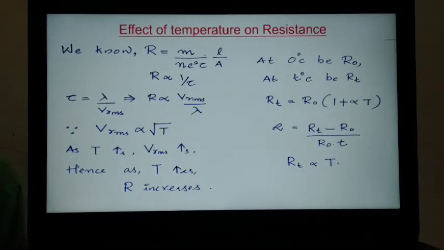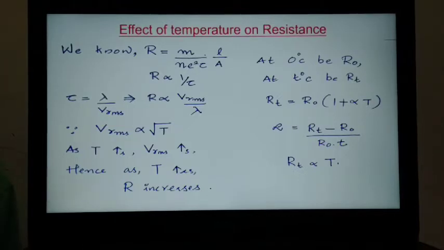If tau is less, which means relaxation time is less, then the time interval between two successive collisions is small, which means the number of collisions is more. If the number of collisions is more, hindrance will be more, then resistance will be more. Anyhow, we can see that as the temperature increases, Vrms increases, which in turn decreases tau, then R increases. As the temperature increases, resistance increases.